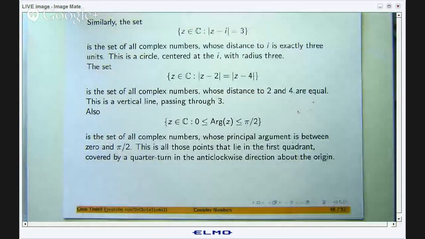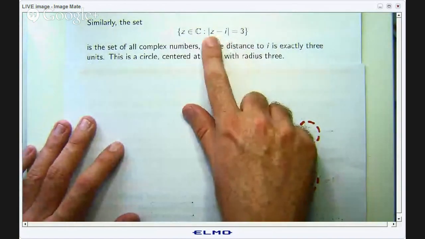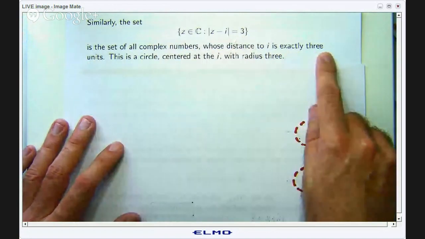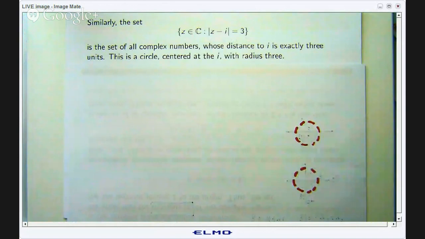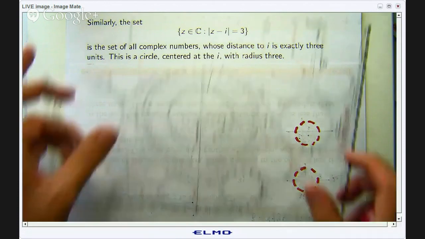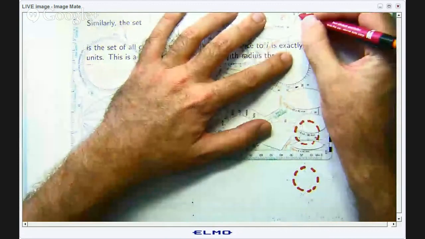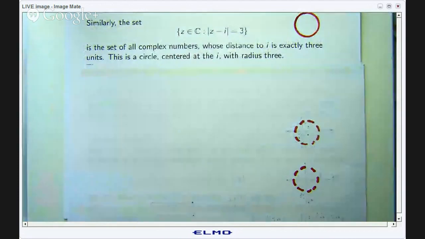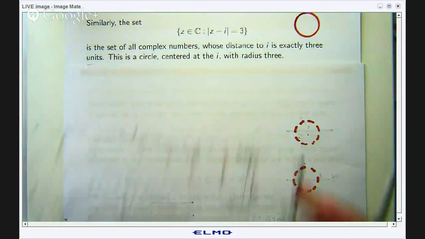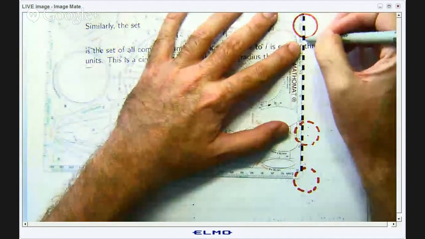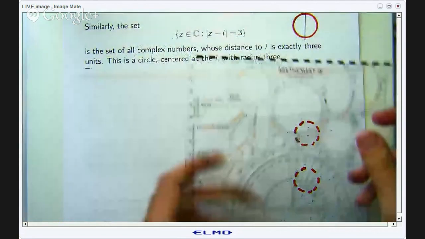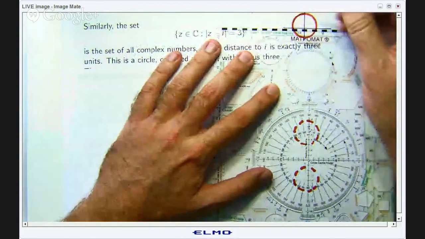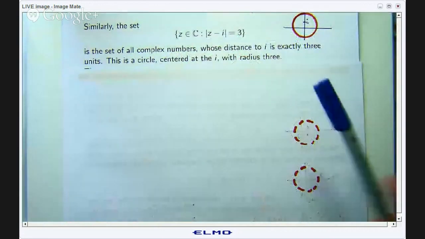Now, what about this one? Okay, well, we've got an equal sign now, and we've got the modulus of z minus i equals 3. That's a set of all complex numbers whose distance to i is exactly 3 units. Okay, so what's that? That's the circle centered at i with radius equal to 3. Okay, so let me see if I can draw that in. So now we've got equals to, so we definitely want to include the boundary here. And we want it to be something like this. And the center is at i, so that might be your i there. Okay, so I'm just interested in that circle.